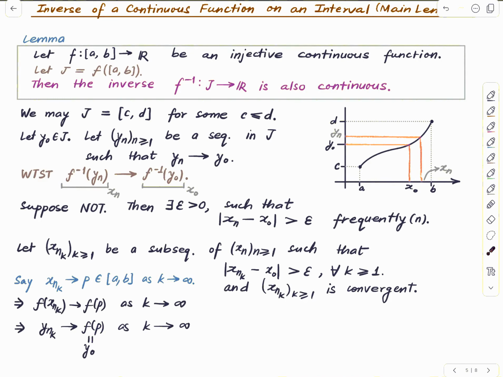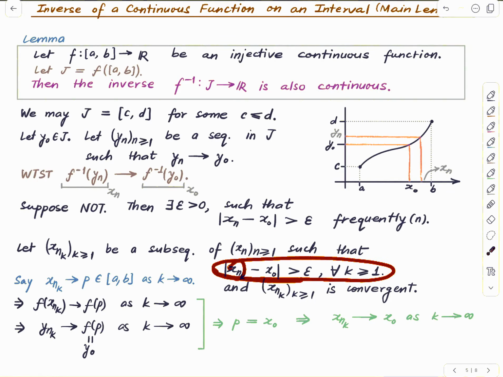So the deduction is that x_{n_k} converges to x0 as k approaches infinity, because p is the limit point of the sequence x_{n_k}. But that contradicts this statement. This is converging to x0, but at the same time, it is also away from x0 by a positive epsilon. So this is a contradiction.